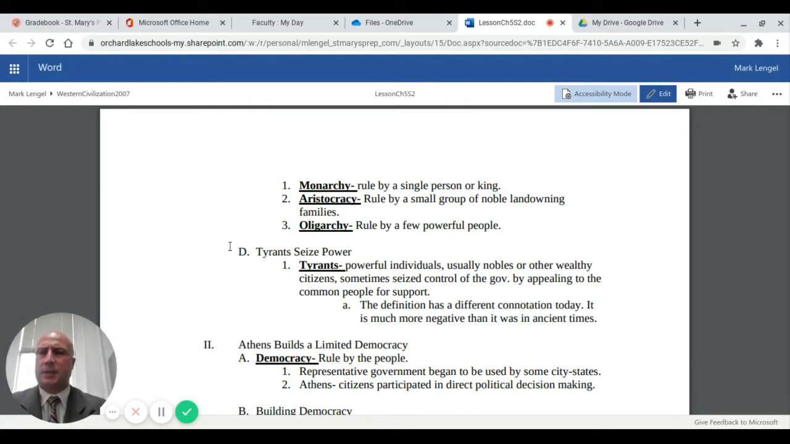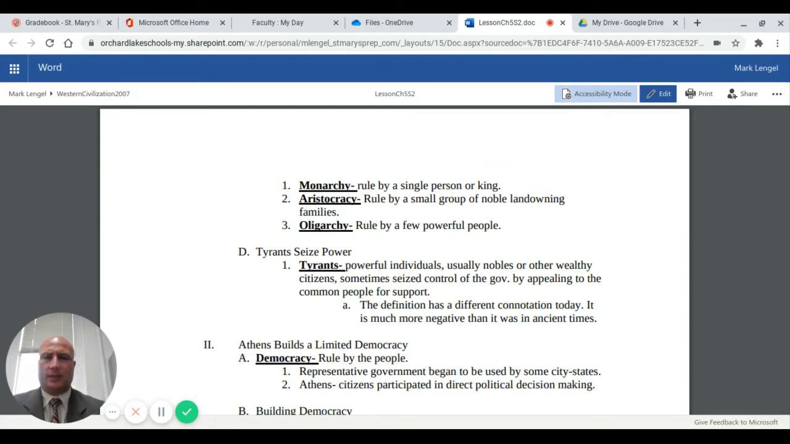Capital letter D is a special circumstance called tyrants. Tyrants are usually powerful individuals, sometimes a military general or a warrior. They could also be nobles or wealthy landowners. They could at times seize control of the government by appealing to the common people for support.